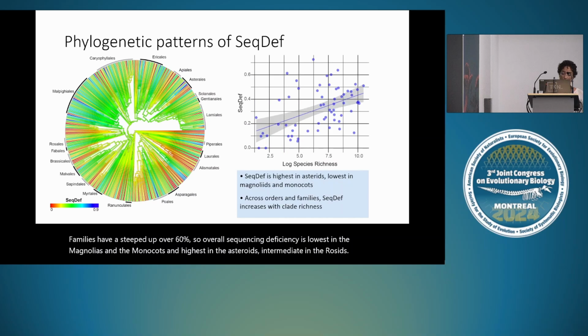The species richness of a family is significantly and positively related to its seqdef. Overall, clade richness explains about 40% of the variability in seqdef at multiple taxonomic levels, so genus, family, and order.